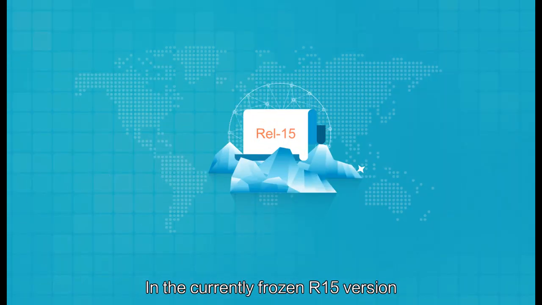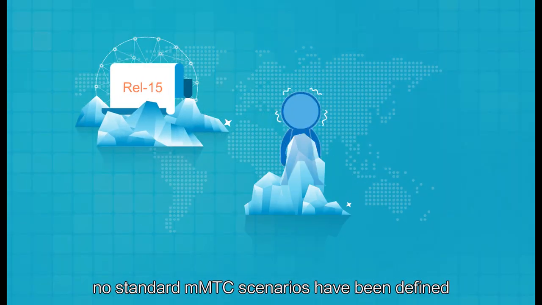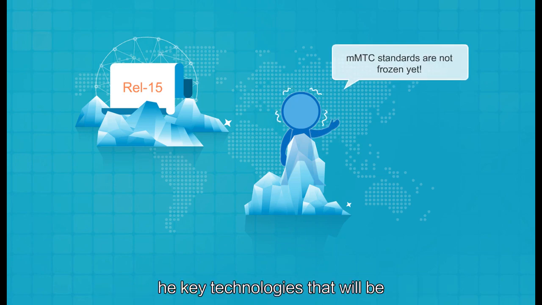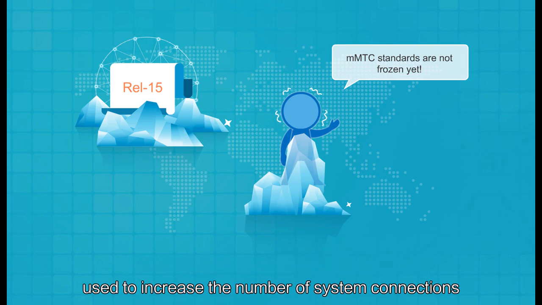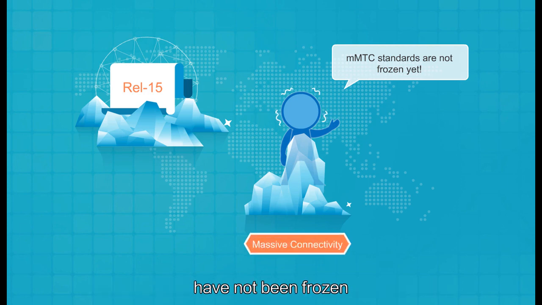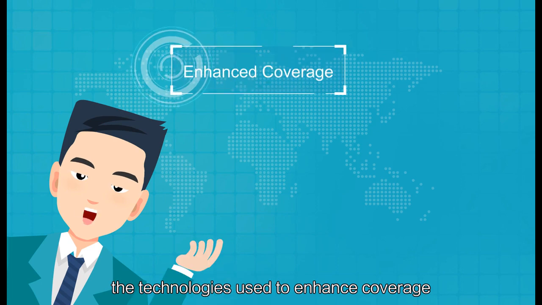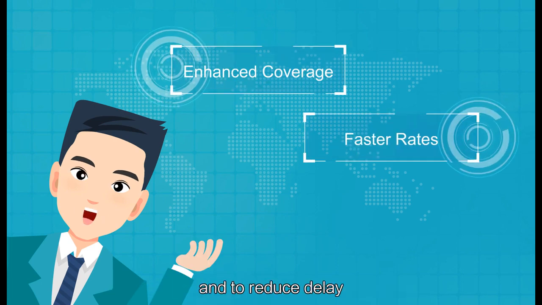In the currently frozen R15 version, no standard mMTC scenarios have been defined. That is, the key technologies that will be used to increase the number of system connections have not been frozen. Therefore, we will focus on the three key technologies that have been frozen. The technologies used to enhance coverage, to improve rates, and to reduce delay.